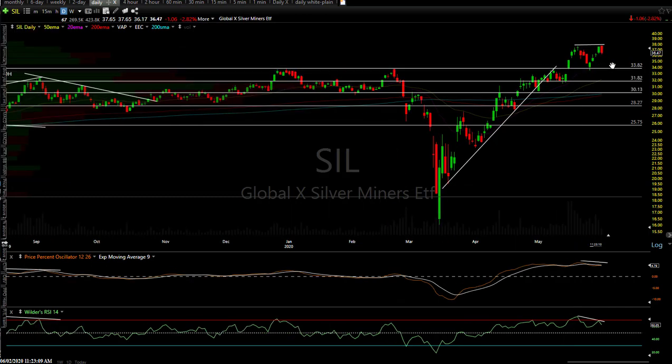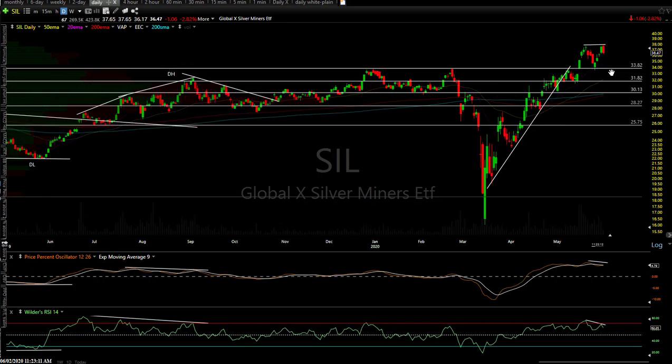I think on the daily chart here, at least that 3382, that was a breakout over these previous two highs, and that's again Silver Miners ETF. This trend line extended. You can see we broke it and just back tested there.